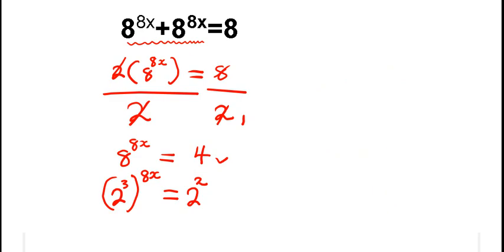Now, we are going to use the power law of indices. The power law of indices states that if you have a raised to power m, raised to power n, they are going to multiply the powers together. It's going to be m times n, which will be equal to a raised to power mn. So let's apply that law here.